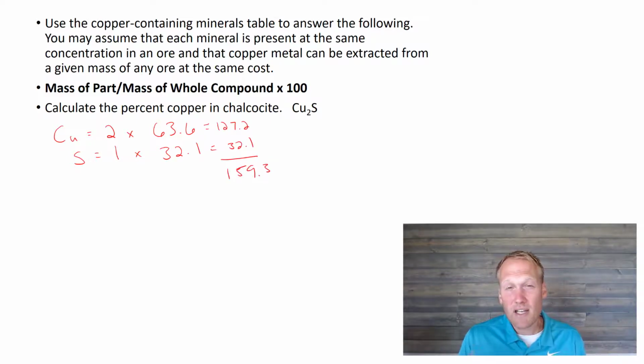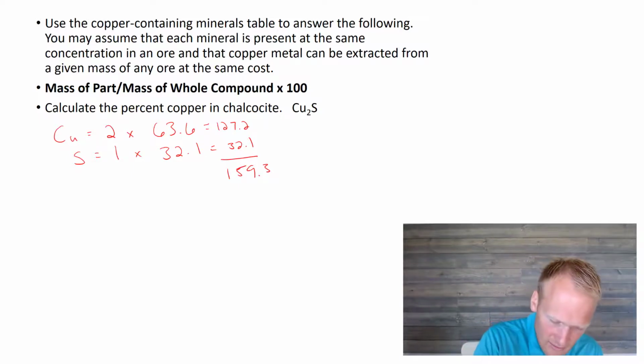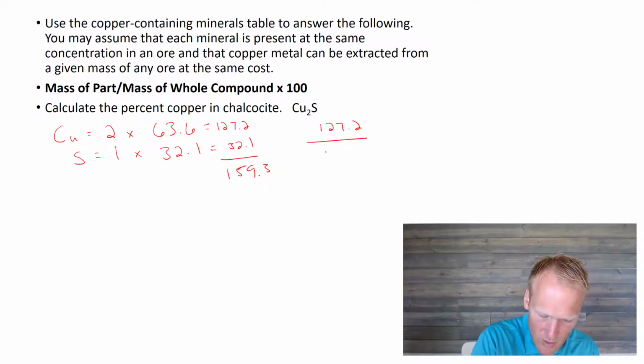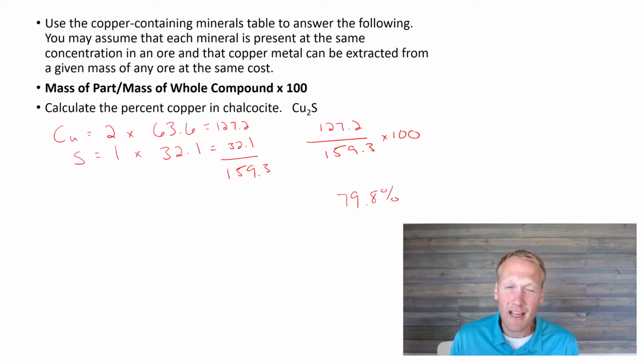So now, because of the way we've done the math, we can see each part, the copper and the sulfur, and we can also see the total, the 159.3. So to figure out how much copper is in this thing, we're going to take the part that's copper, divided by 159.3, and multiply by 100. So that gives us an answer of 79.8%.